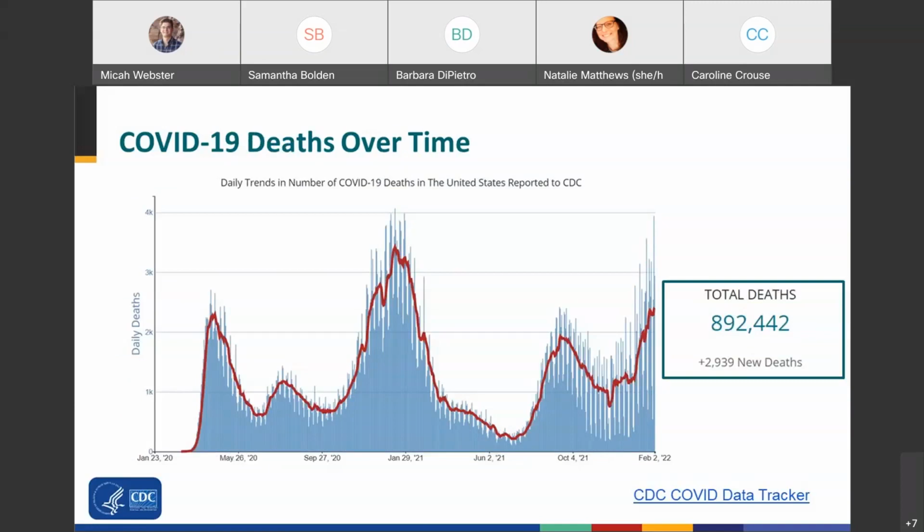The good news is that we're not seeing as sharp of an increase in deaths as we did last winter. Of course, any death is not preferred, but things aren't looking as bad in terms of severity right now. So that's hopefully a good sign, and that'll stay true. Next slide, please.